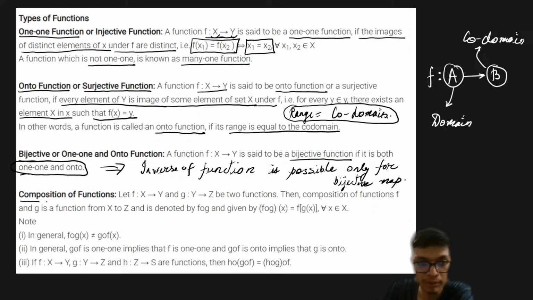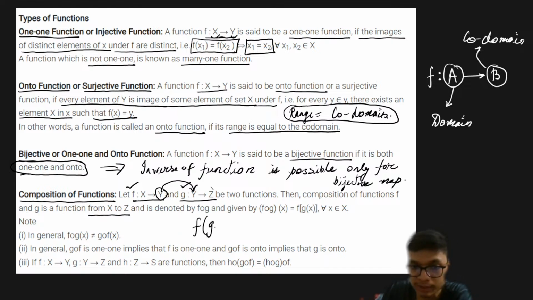Now let us try to understand what a composition of functions, or composite function, is. This is also important keeping in mind the board examination patterns. If I have one function F going from set X to set Y, and another function G going from set Y to Z, then the image of X is Y, and this Y is given as the domain or input of G, and the output is Z. So the composition of F and G is a function from set X to set Z. Whatever output I get for Y is given as input for G. This is called the composition of functions.